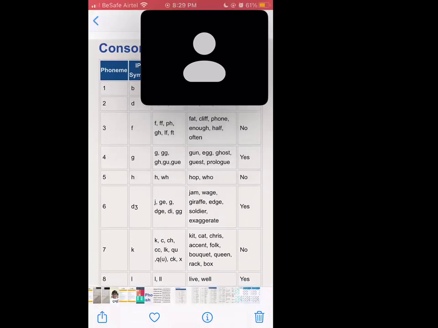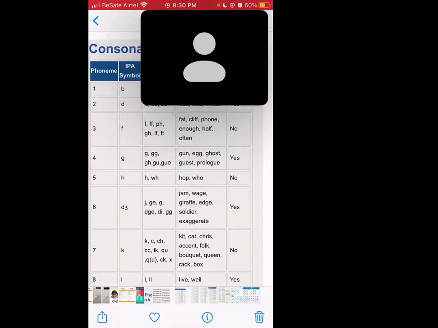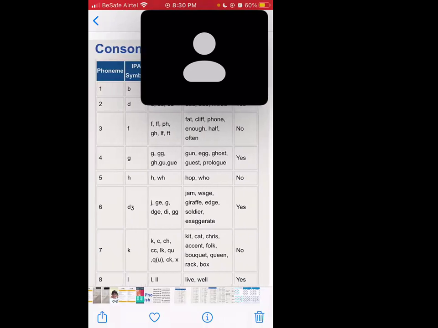Number 8, we have L, with letter L or double L. So words like live, well, and yes, this sound is voiced.